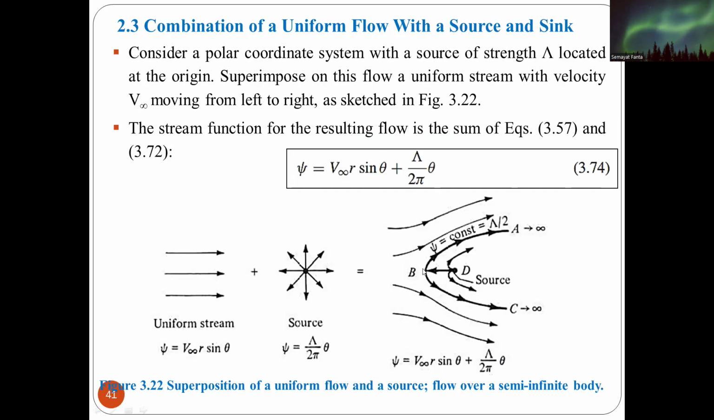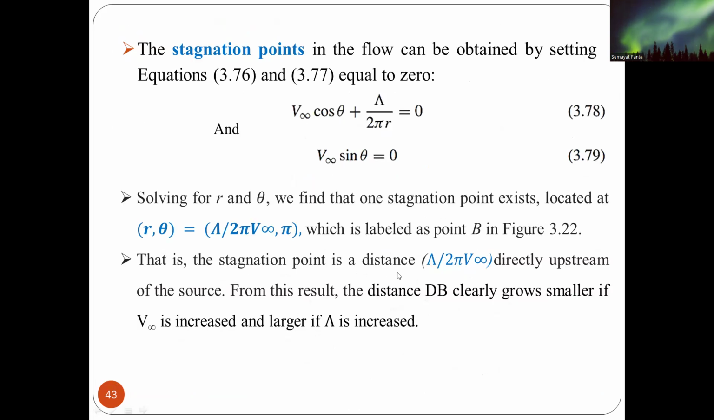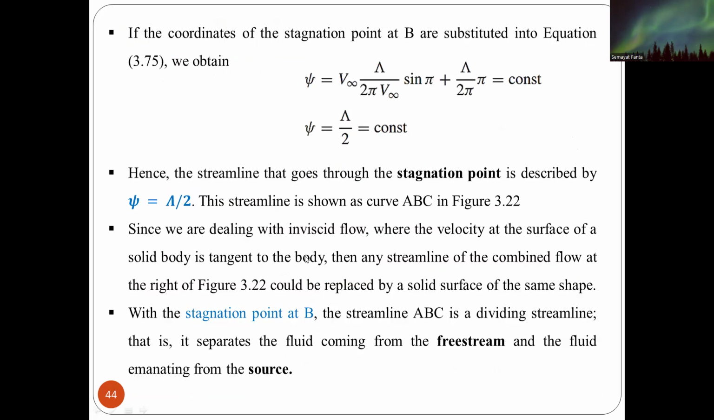So point B is somewhere here. This line tracing is just point B. That is the zero velocity point. The stagnation point is a distance, the field strength divided by 2 pi v infinity, directly upstream of the source. For this result, the distance clearly grows smaller if v infinity is increased and larger if the field strength is increased. So this is actually all about the stagnation point.